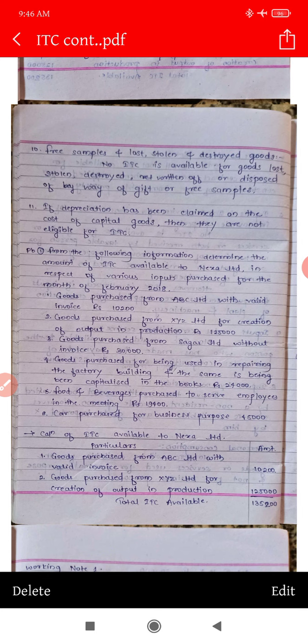So out of these six transactions, what are the transactions that are getting input tax credit? The first one and the second one. Goods purchased from ABC Limited with valid invoice, 10,200, and goods purchased from XYZ Limited for creation of output in production, that is 1,25,000. So total ITC available is 1,35,200. Clear? And whenever you get such a problem, for 15 marks compulsorily you have to give an explanation for each and every transaction given above in the problem.